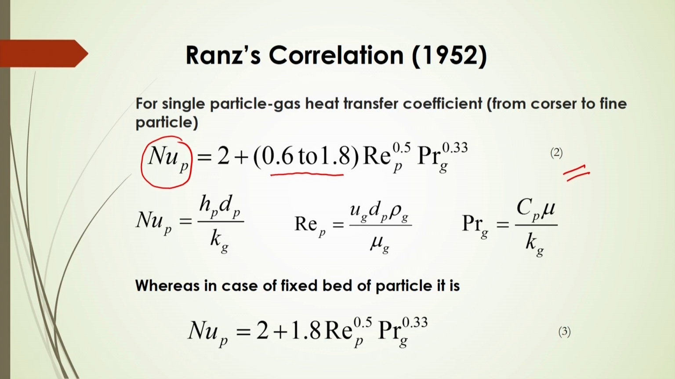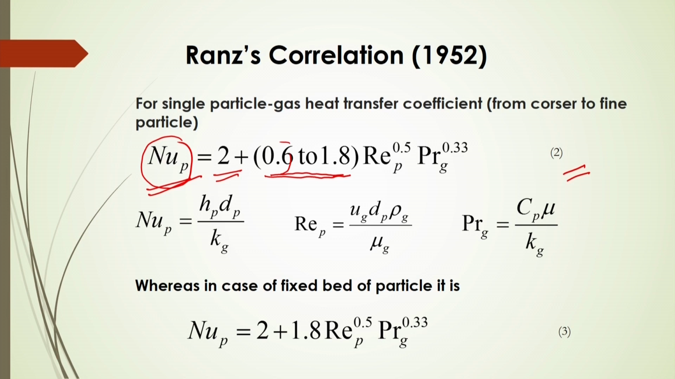In this case, for single particles, from finer to coarser, the coefficient will change accordingly, from 0.6 to 1.8. For finer particles it is 1.8, for coarser particles 0.6. If there is no flow of the gas or fluid inside the bed, then there will be natural convection, natural transfer of the heat, and the Nusselt number will be equal to 2.